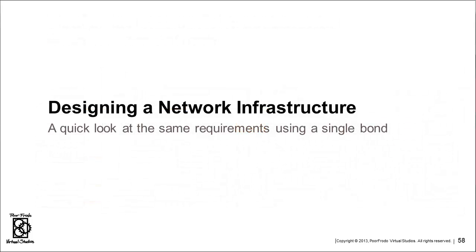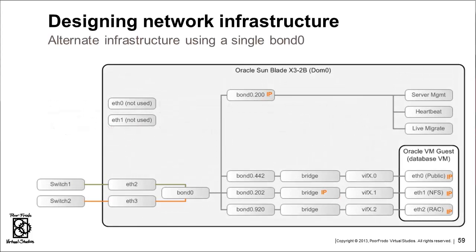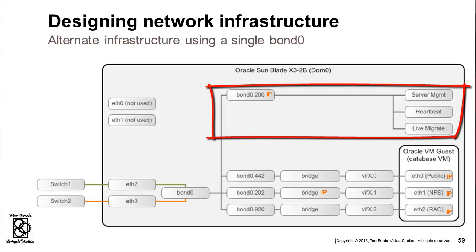I thought it might be helpful to look at how the network requirements translate into an Oracle VM platform where you might only have a single bonded interface on each of the Oracle VM servers, let's say using two 10 gig network ports. The first thing to notice is I have server management, heartbeat, and live migrate channels on a single Bond 0 VLAN 200.